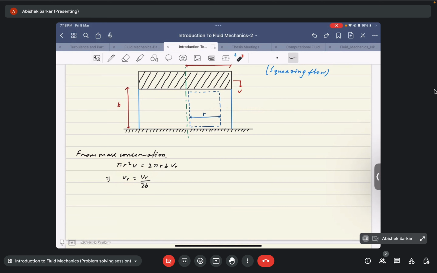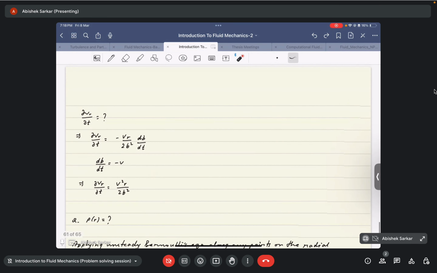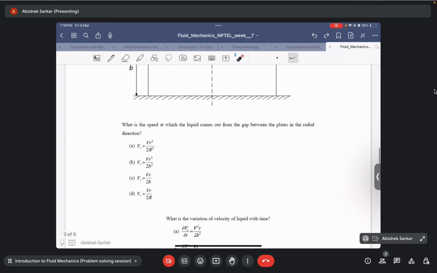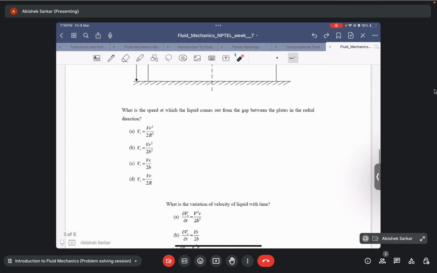Okay, so that is the expression of the velocity. If we go back to the question, we would have the correct answer to be C.